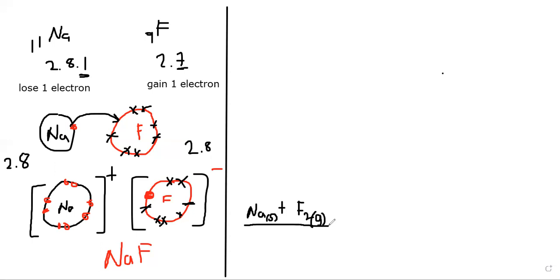Now, the Born-Haber cycle consists of two routes, what we call a direct route and an indirect route. The direct route is showing the enthalpy of formation. If you have read the definition for the enthalpy of formation, it is the formation of 1 mole of a compound from the elements in their standard state. So we're forming 1 mole of sodium fluoride.